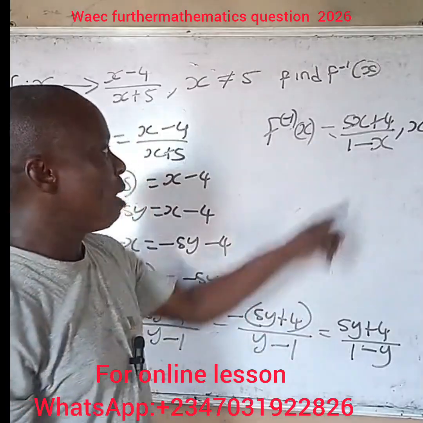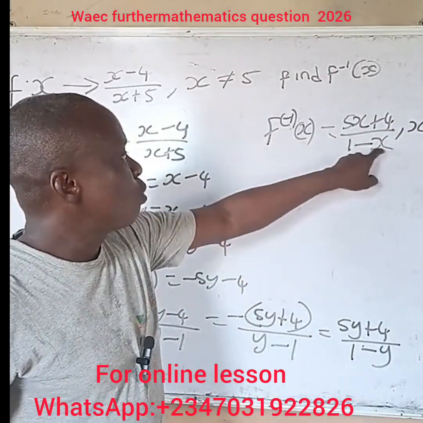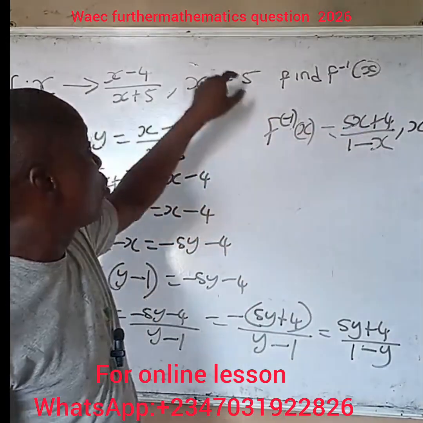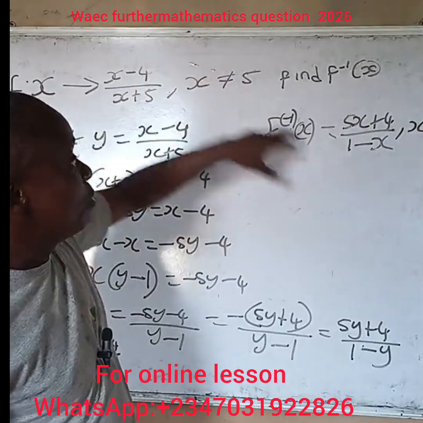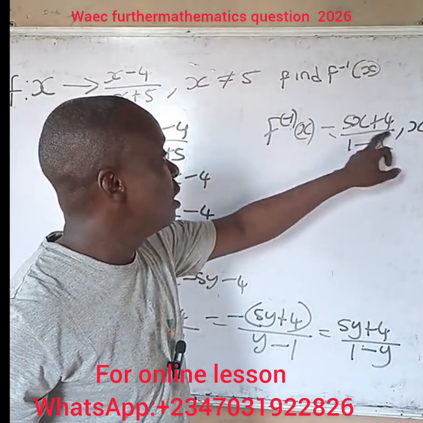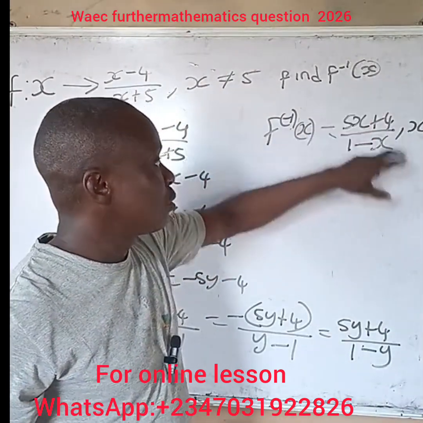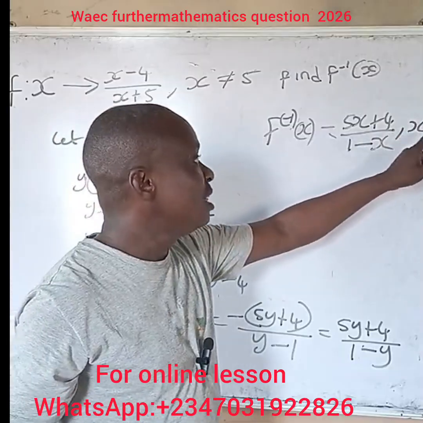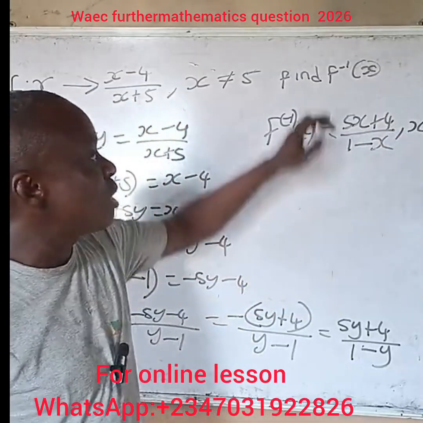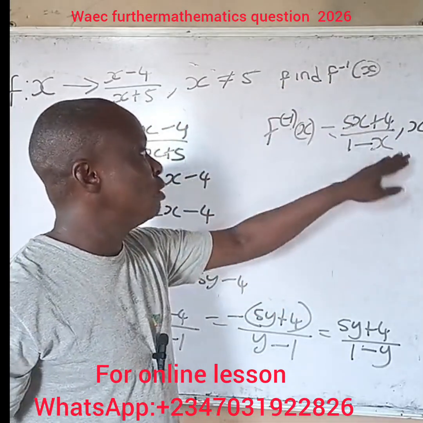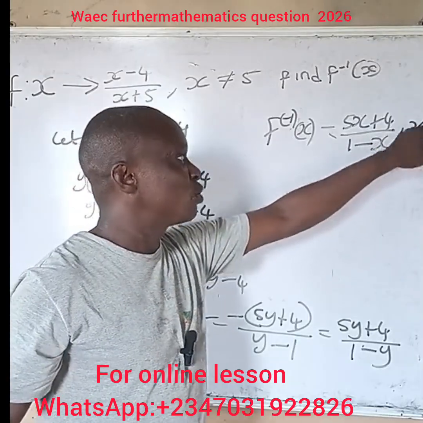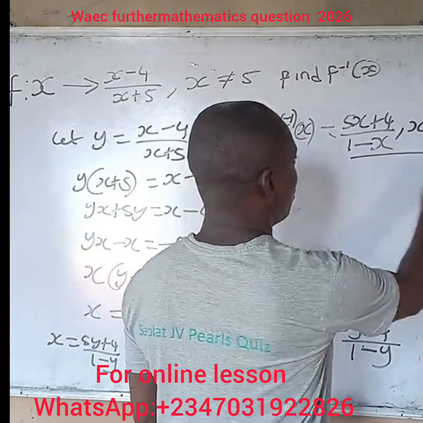Because if your x is 1, then 1 minus 1 is 0. So this will give you an undefined answer, which is what you are avoiding here. So you state by saying that x is not equal to 1. So your final answer will be 5x plus 4 over 1 minus x, comma, where x is not equal to 1. So this is the answer.